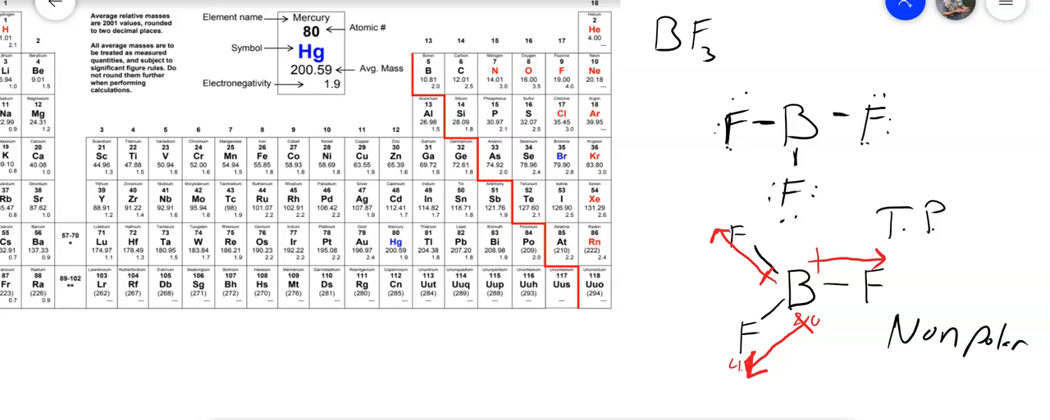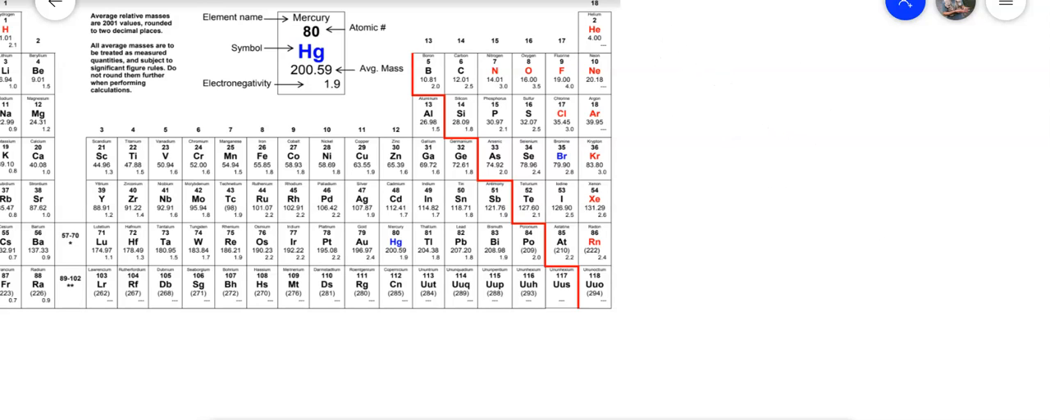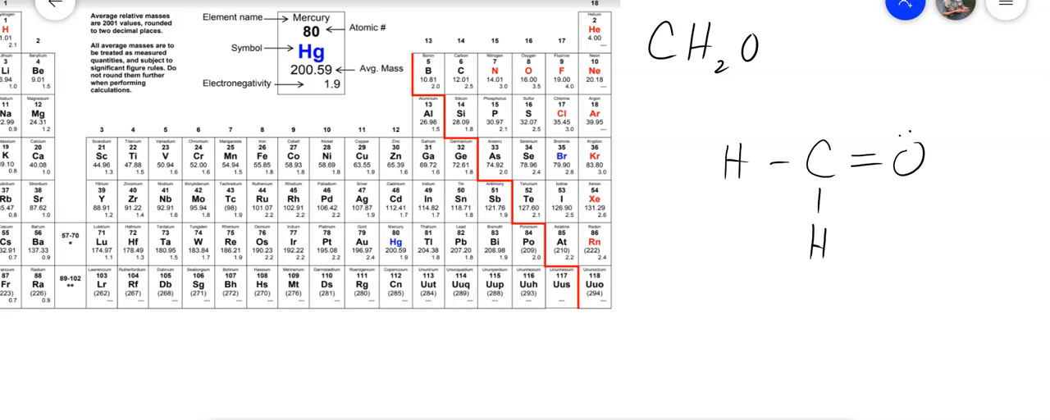Let's look at another trigonal planar molecule that is polar. Okay. And we will look at formaldehyde here, CH2O. So when we draw that, again, I'm not going to go through all the steps of the Lewis structure, but when we draw it out, it looks like this. Okay, and I'll put the extra electrons on there. So the Lewis structure looks like this.